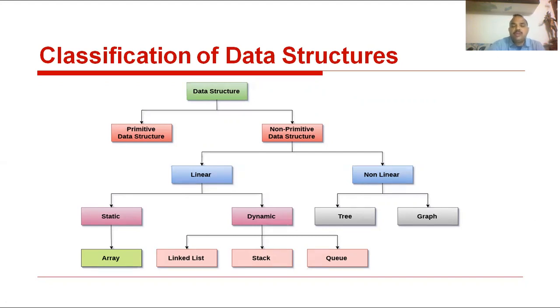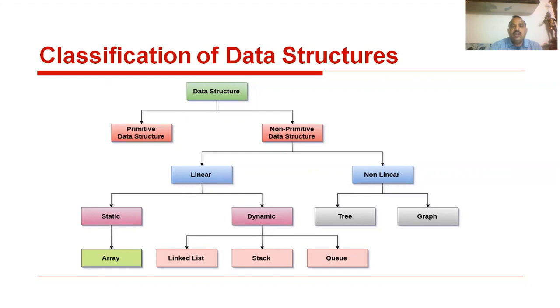So there are two types of data structures, primitive and non-primitive. Non-primitive data structures are divided into linear data structures and non-linear data structures. Clear? Linear data structures are also divided into two types: static and dynamic. An example of a static data structure is the array. Examples of dynamic data structures are linked list, stack, and queues.